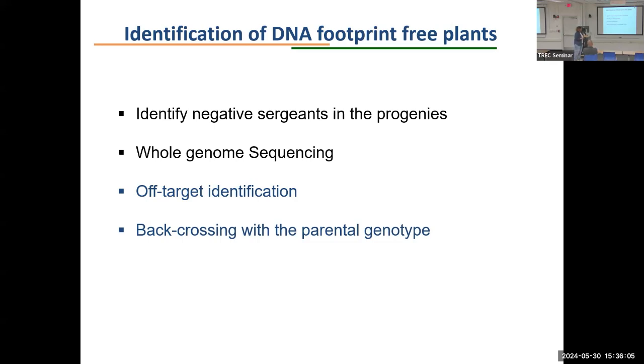Once we identify these negative segregants, for the edited lines we need to look for off-target identification. Off-target means that, along with the target sequence, the single guide RNA edits somewhere else in the genome or not. Off-target identification is very important. And the last step is, once we are sure that the plants have only the intended editing and no off-target editing, to maintain them with backcrossing.